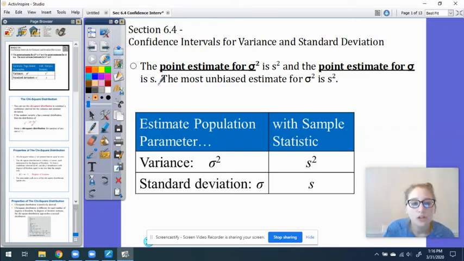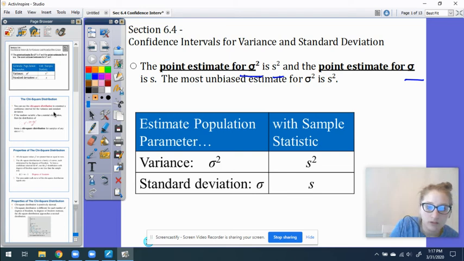Okay, so this video is for section 6.4, and in this we're going to talk about the confidence intervals for your variance and standard deviation. So we have a point estimate for our population variance. Our population variance, which is represented by sigma squared, has a point estimate of S squared. And we have a point estimate for your population standard deviation, and that is going to be S.